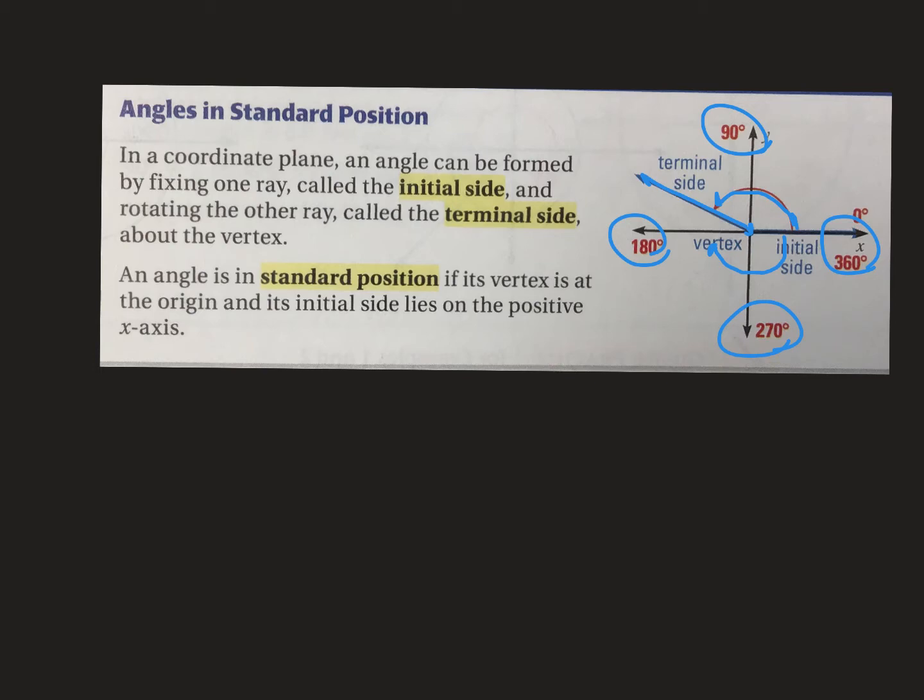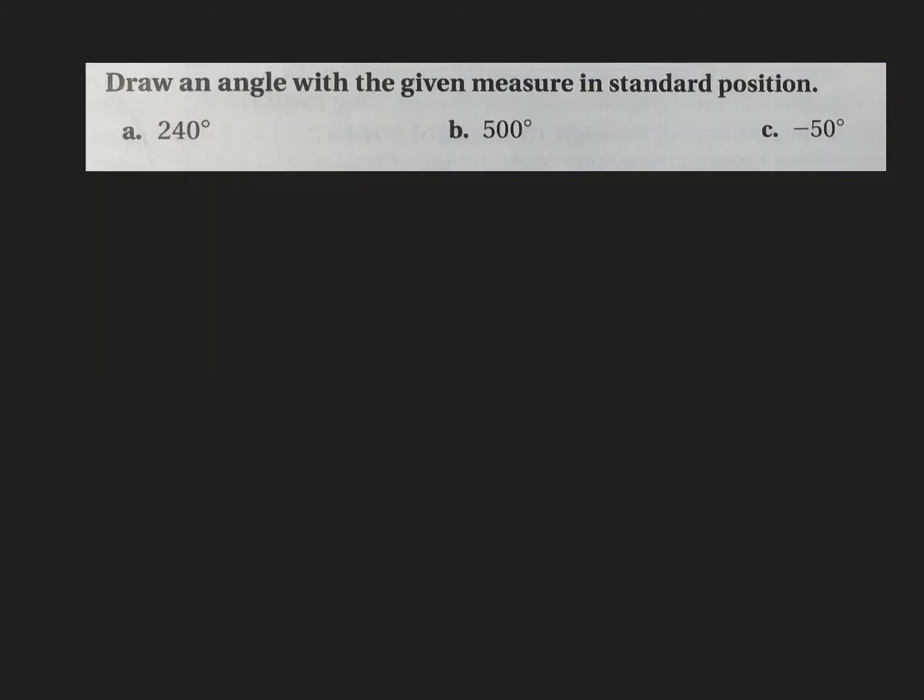So make sure you go with the words. Center position, vertex at the origin, initial side always on the positive x-axis. The terminal side is the one that's moving around the circle or around the coordinate plane. All right, draw an angle with a given measure in center position. So the first one says 240.